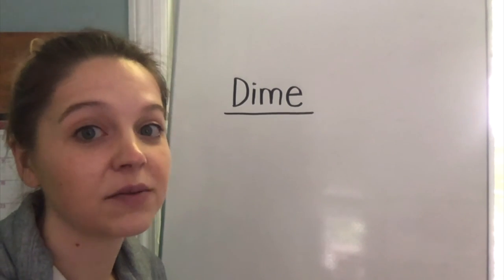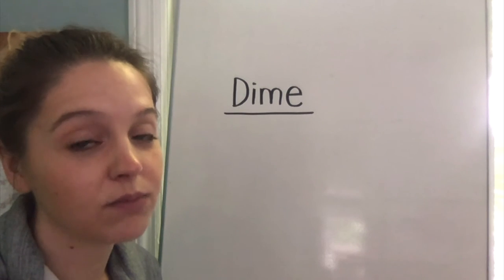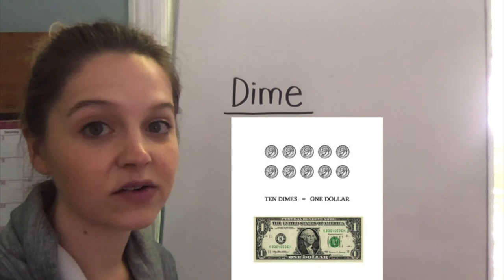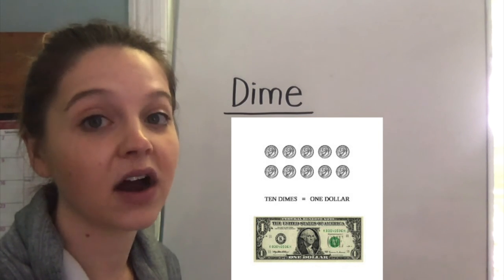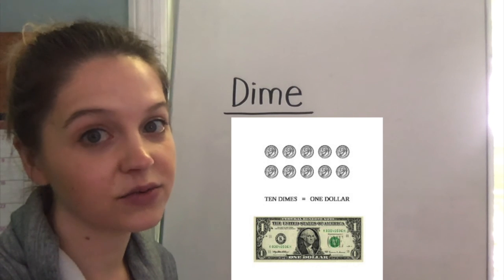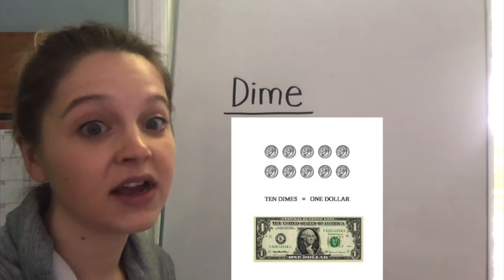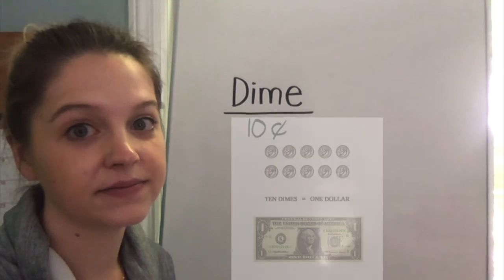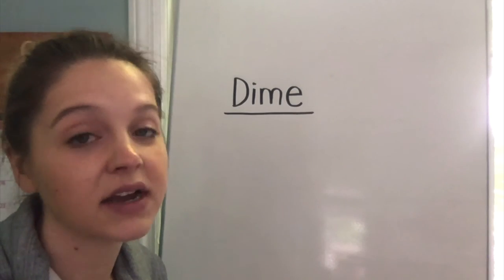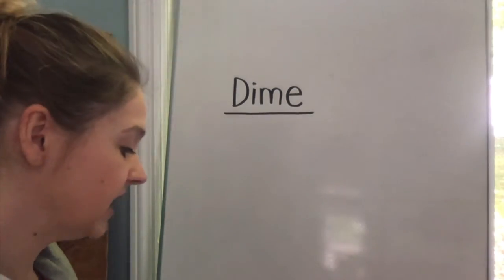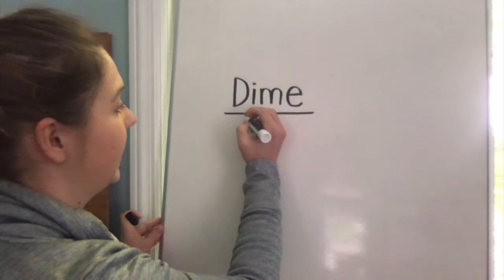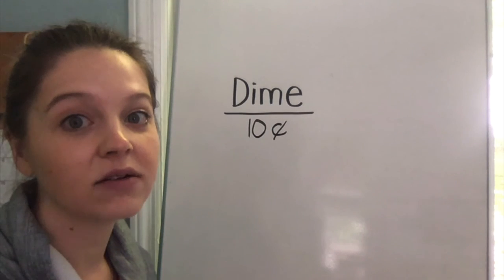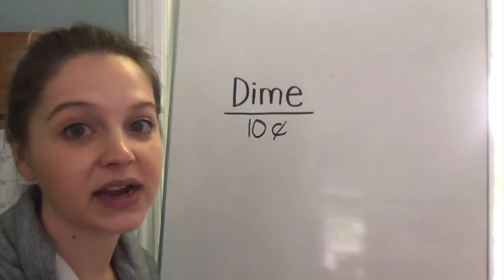Different than a nickel and a penny, a dime is worth a little bit more money. Since dimes are worth a little bit more money than pennies and nickels, for the penny we said you would need 100 to make $1. For the nickel we said you would need 20 to make $1. For the dime, you only need 10 dimes to make $1. A penny was worth 1 cent, a nickel was worth 5 cents, and a dime is worth 10 cents. So when we count dimes, we want to practice counting them by tens.